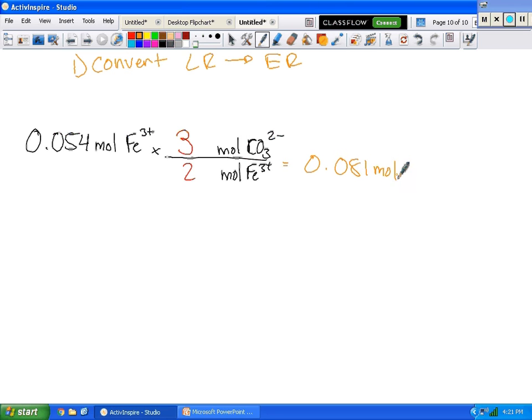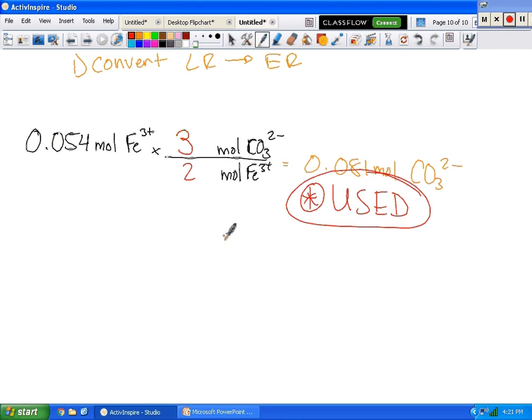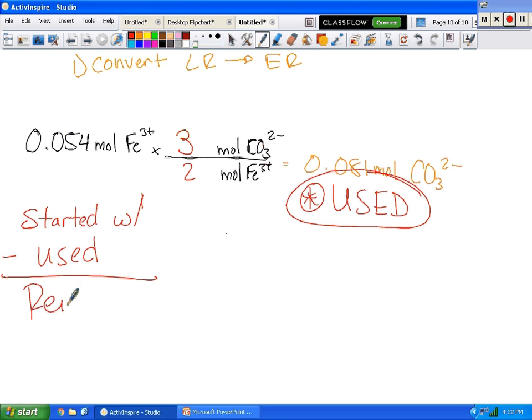And those of you that had me last year, you've seen this. That is how much was what? Used. Not left over. Used. So how do you find how much was left? Subtracted from what? Okay, so you have started with, this is kind of bringing back memories, minus used equals remaining. You should remember this. And what did you start with?